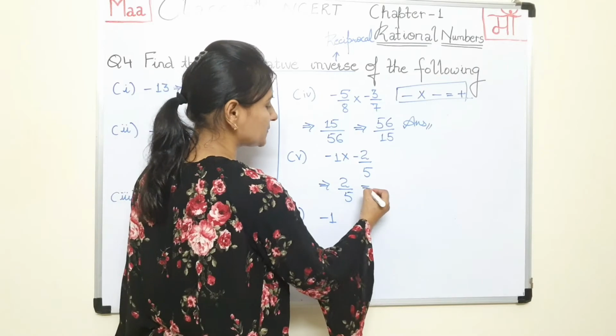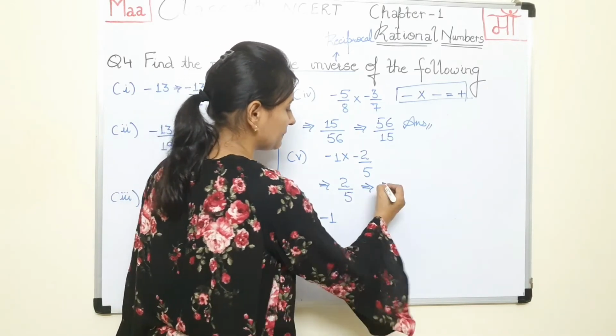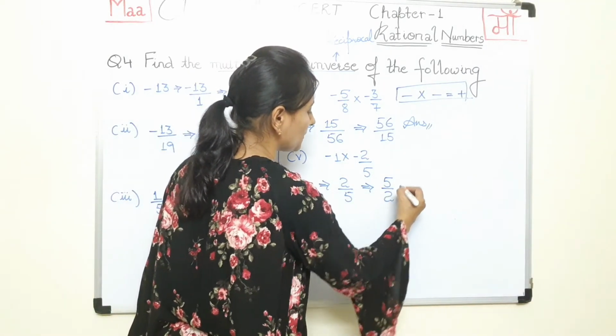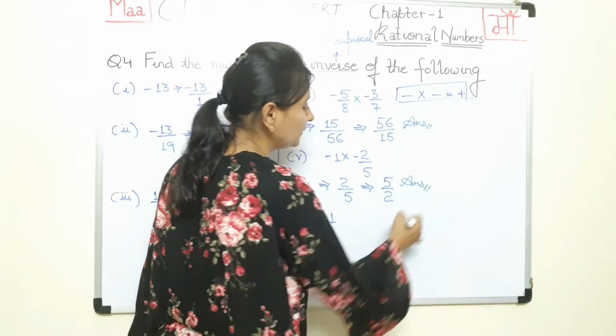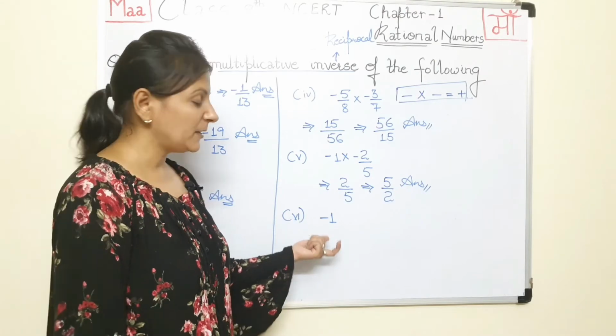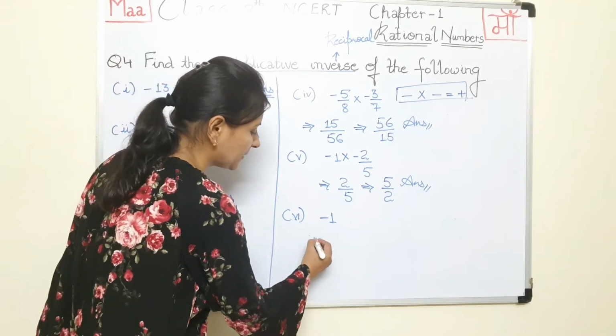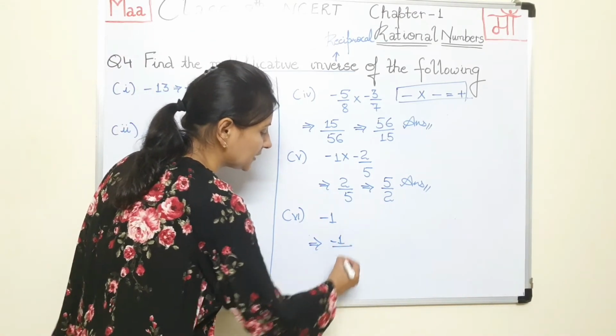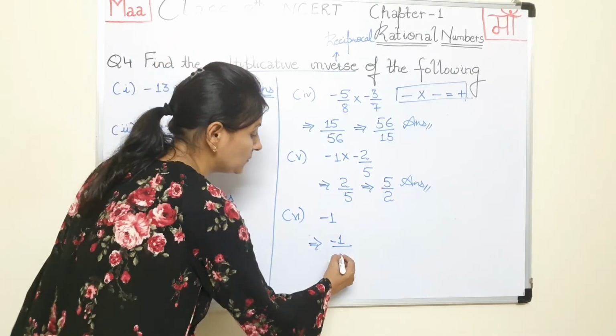Now the multiplicative inverse of 2/5 will be what? It will be 5/2. Okay. Then -1. Firstly, convert it into a rational number. पहले इस -1 को आप रेशनल नंबर में कन्वर्ट करिए. रेशनल नंबर में कन्वर्ट करने के लिए आप क्या करेंगे? डिनोमिनेटर में 1 लगा देंगे.